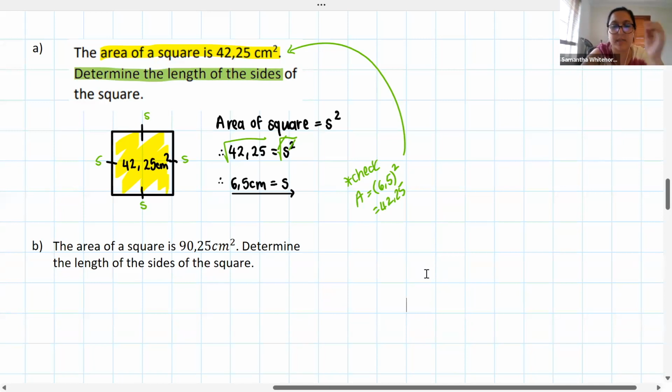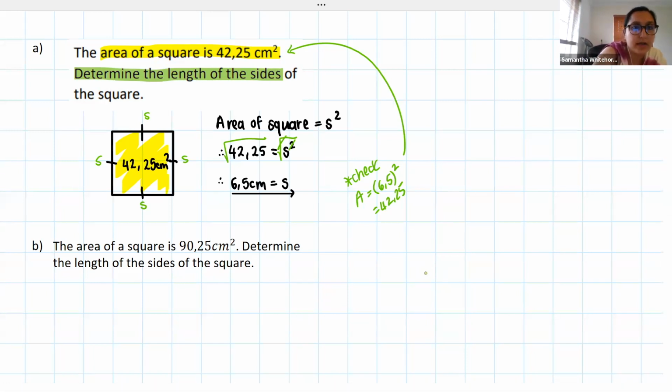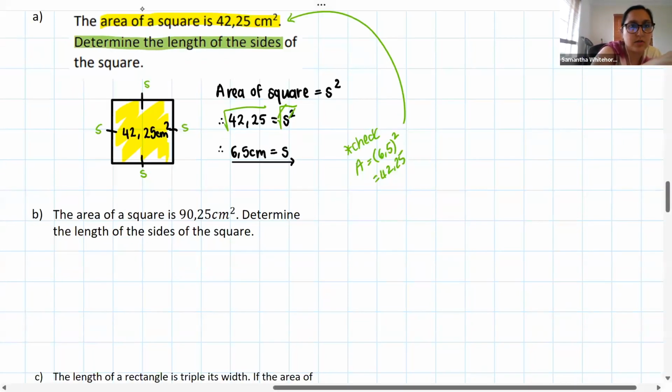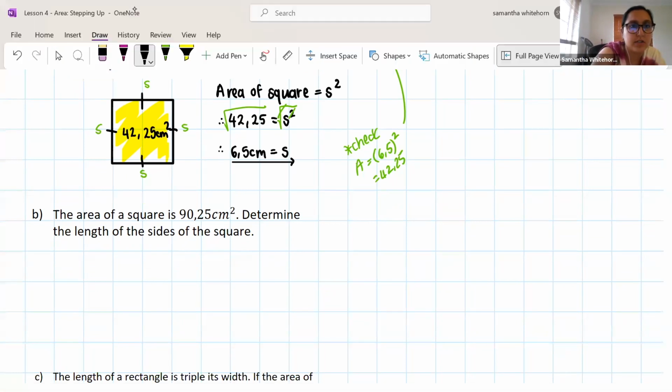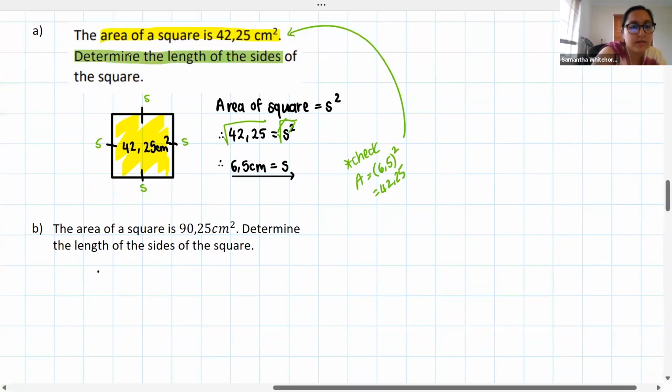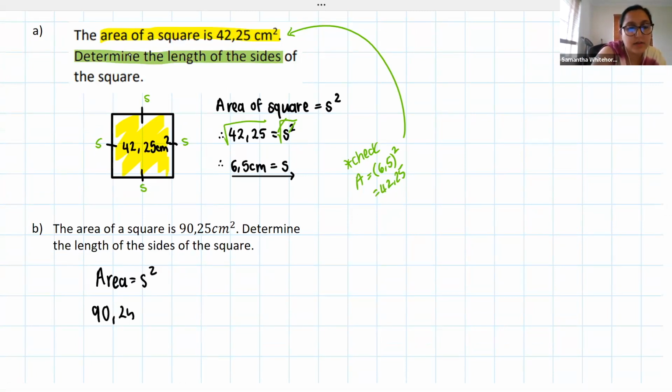Okay, let's have a see. So we know what our area is. I gave that to you. You don't really need to question it. So area of a square, just remember, is side squared. So 90.25 is equal to side squared.